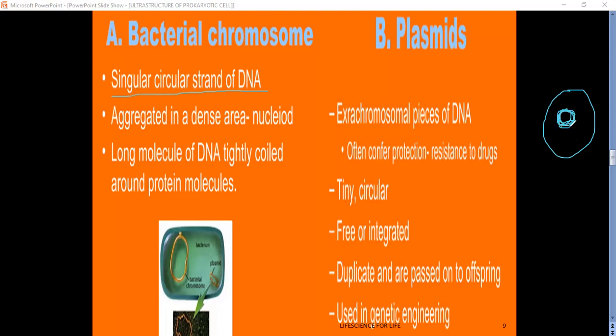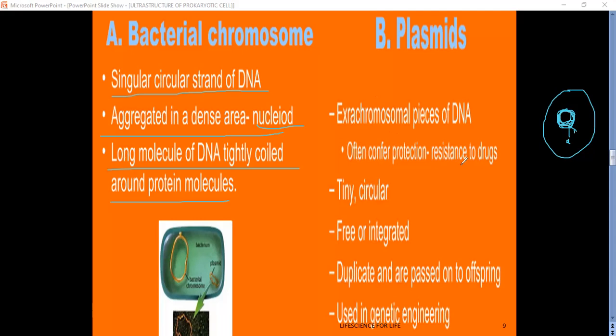It is only a single, circular strand, aggregated in a dense area, and this is the area where the DNA is present in the cytoplasm. This area is called the nucleoid. It is a long molecule of DNA tightly coiled around protein molecules. As in eukaryotes, where histone proteins are linked to the DNA, here also the circular DNA is linked to a large number of proteins.